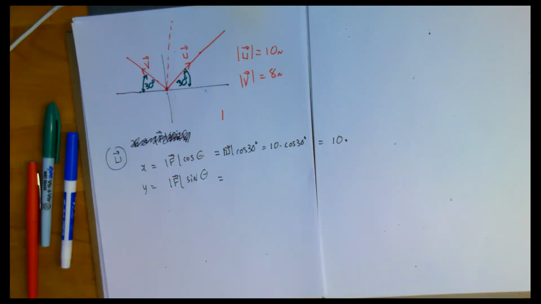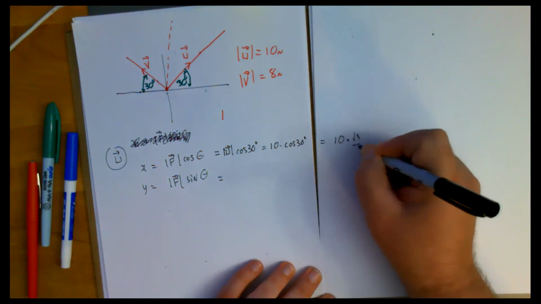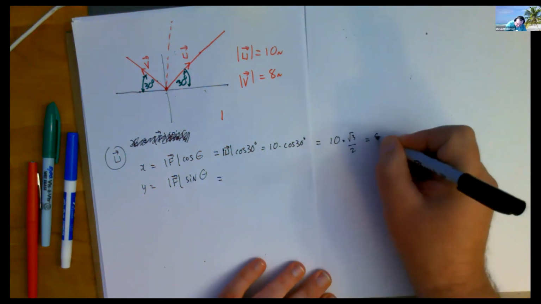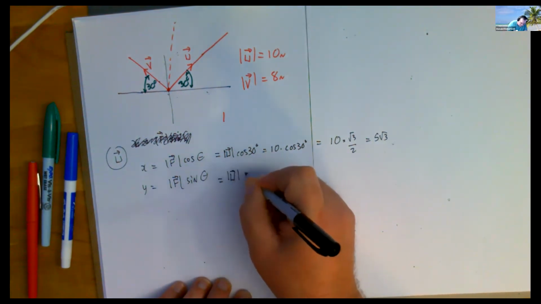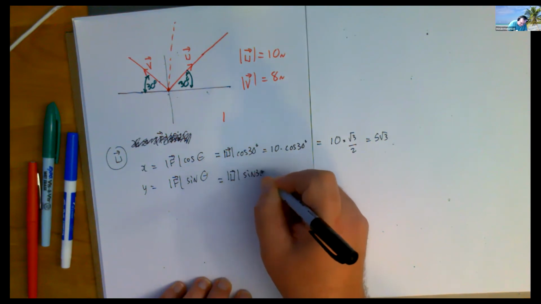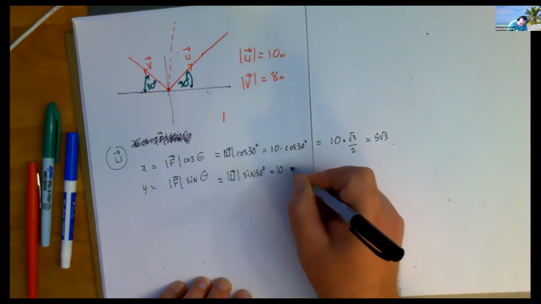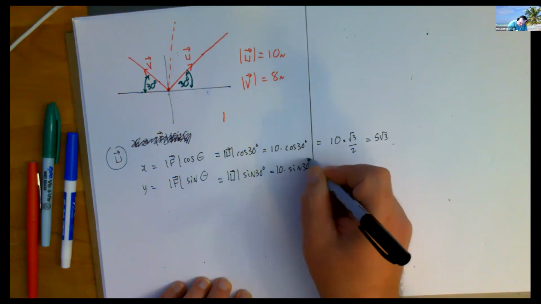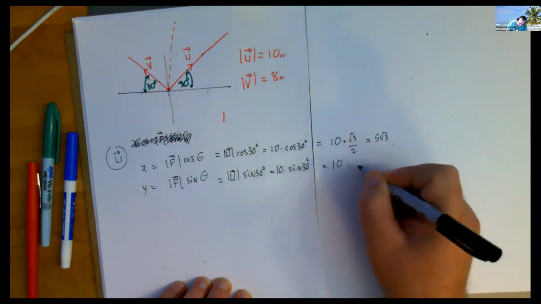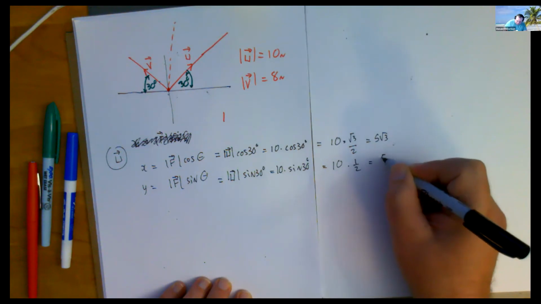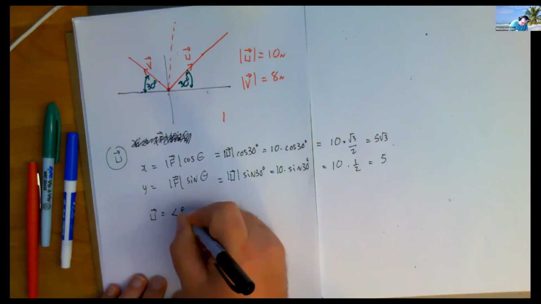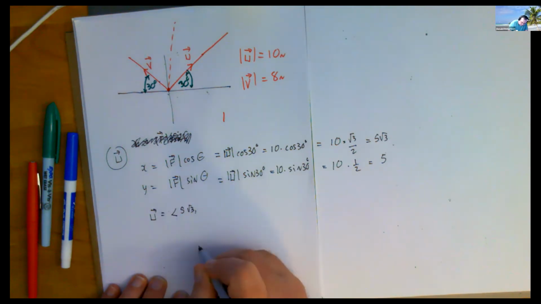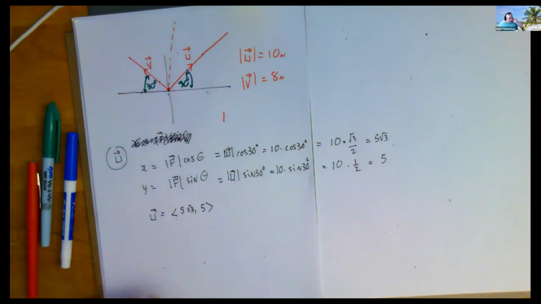Root 3 over 2. Okay, that tidies up to being 5 root 3. Now, if you go the other way, then the y component is this fella. That's 10 times the sine of 30 degrees, and the sine of 30 degrees is this fella. That means that the vector u is 5 root 3 and 5. We cool?